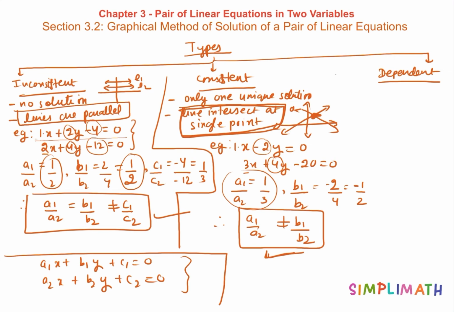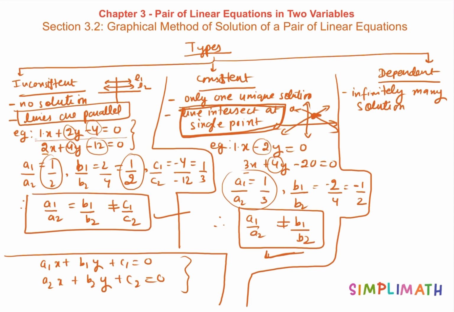Now let us come to the dependent pair of linear equations. Dependent pair of linear equations are those which are equivalent, meaning that there are infinitely many solutions of these equations. And how can there be infinitely many solutions? For example, when I have plotted this line and the other line is also coincident on this line only. So I can say that the lines are coincident in this case. Okay, let us take one example.